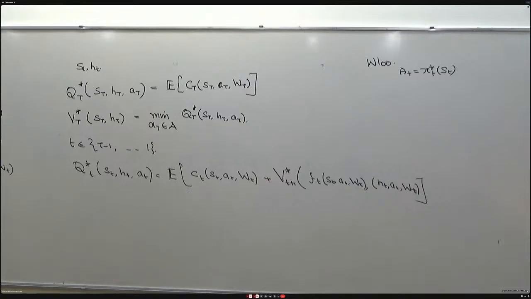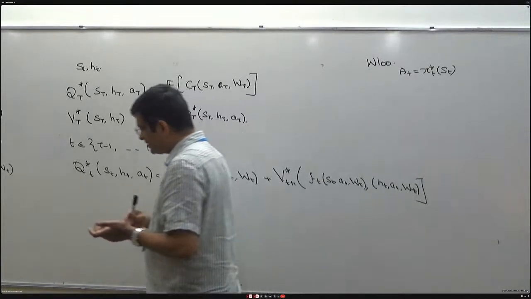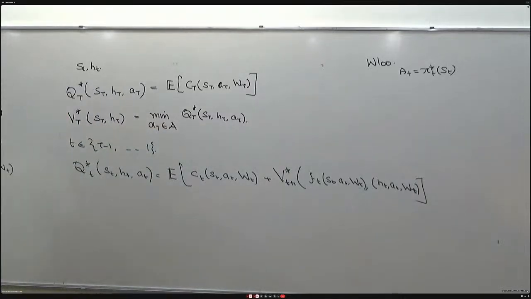Or I could say that WT is independent of HT given ST and AT. So I could make those primitive functions of current state and action. And that would still work. That would work. So it can be there. But it's a modeling question, right?